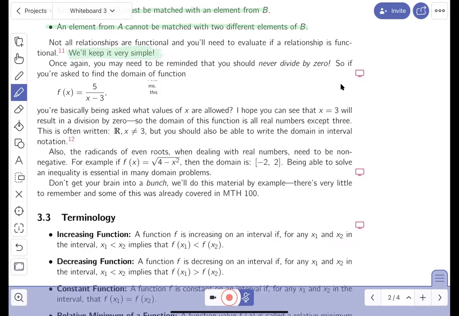All right. Once again, you may need to be reminded that you should never divide by 0. So if you're asked to find the domain of this guy over here, let me circle it for you.